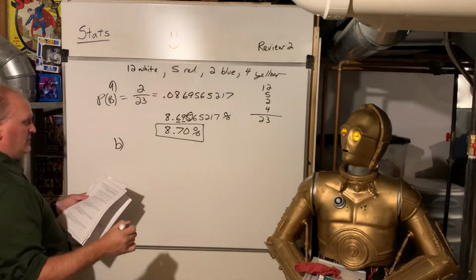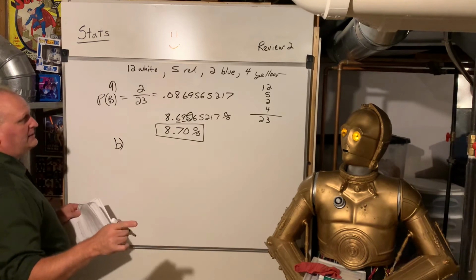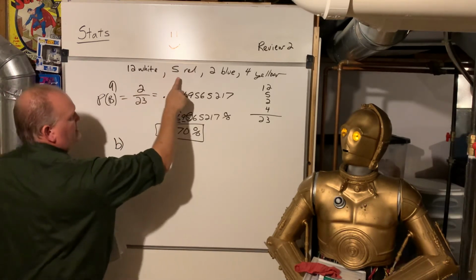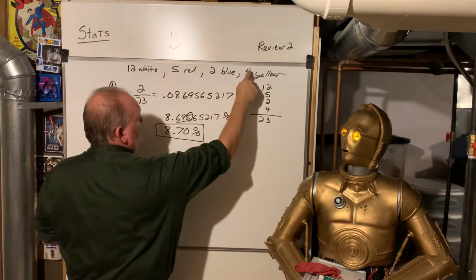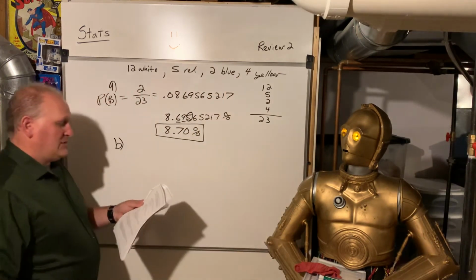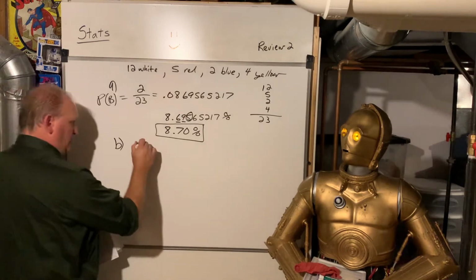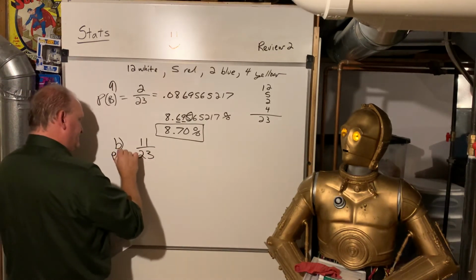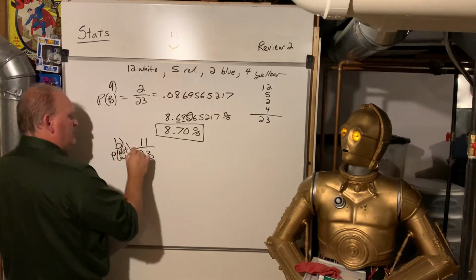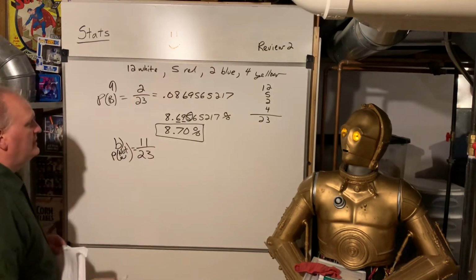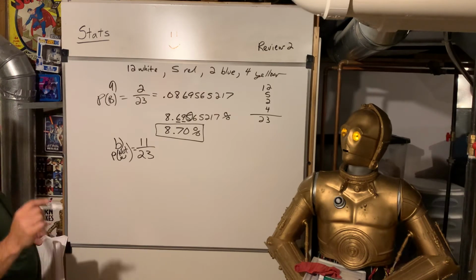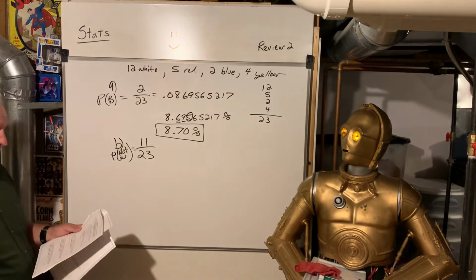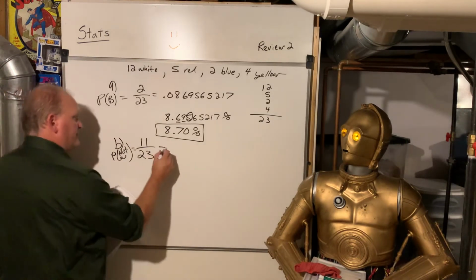Find the probability one sweater was not white. Not white. Well, there's 12 white sweaters. And then there's 5, 6, 7, 8, 9, 10, 11 not white sweaters. So we could just do 11/23. Another way to do it would be to do the probability of white, 12/23, and say 1 minus 12/23, which would be 11/23 again. So either way is fine.